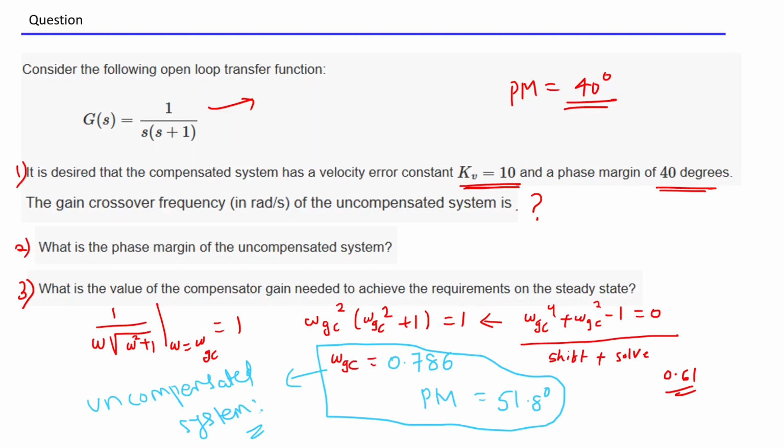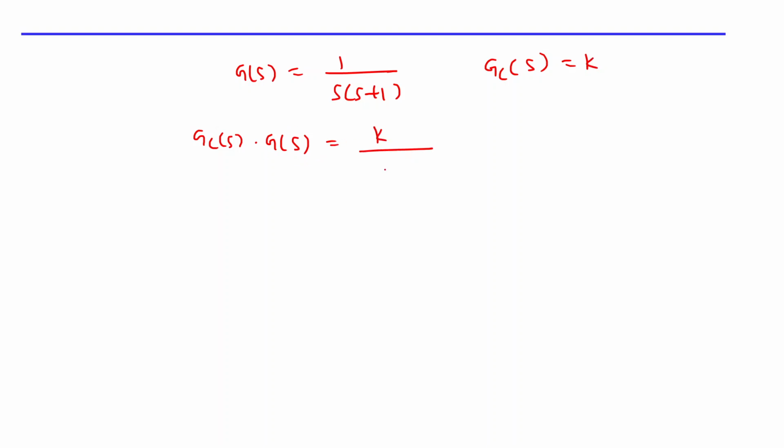So you write down that G of s is 1 divided by s into s plus 1. You need to add a compensator Gc of s. Multiply that, Gc of s into G of s. Let's say its gain is k, I don't know what the gain is. So you write k into 1 divided by s into s plus 1. Now this is the compensated system. For this compensated system, it's giving the velocity error constant equal to 10.